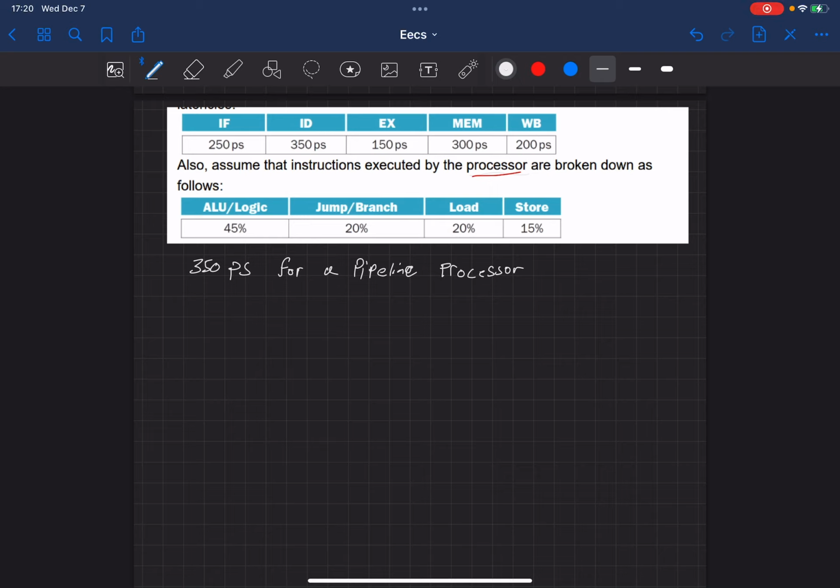Now, for a non-pipeline processor, we have to allow time, one clock cycle, to be the entirety or the sum of everything, right? Because in one clock cycle, we have to allow time for everything to happen. And because of that, we're going to have 250 plus 350 plus 150 plus 300 plus 200, which is 1250 picoseconds.